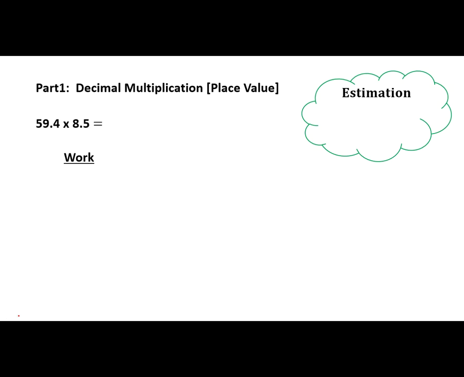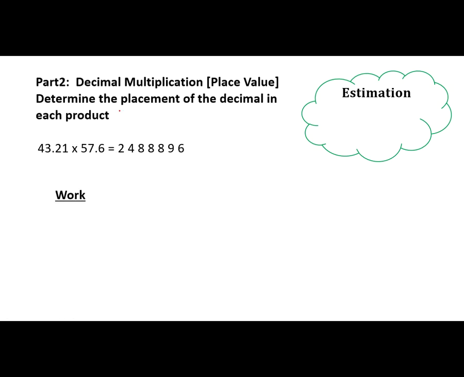All right. Let's try one more. We have to determine the placement of the decimal in each product. Now, again, these are the digits when we add up all the parts. Okay, this is going to be our answer. Again, our estimate is going to be, this rounds to 40. This rounds to 60. 6 times 4 equals 24. Times 10 times 10 is 100. So my estimated answer is going to be about 2,400.